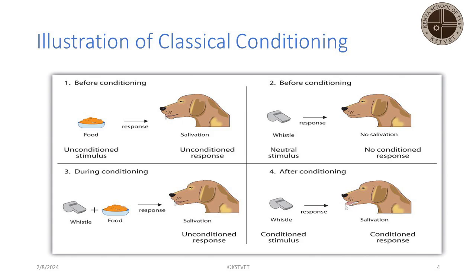In step 1, what he did was to bring a bowl of food and give it to the dog. The dog salivated because it could smell the food. That was an unconditioned response because salivation is a normal physiological function.